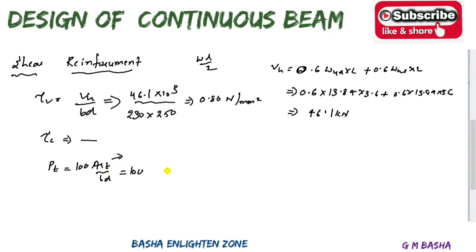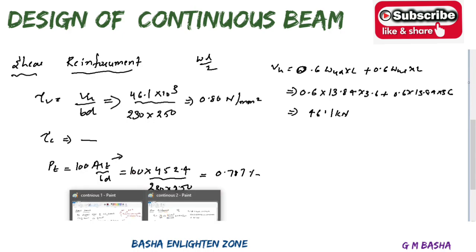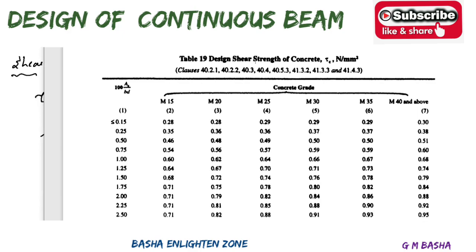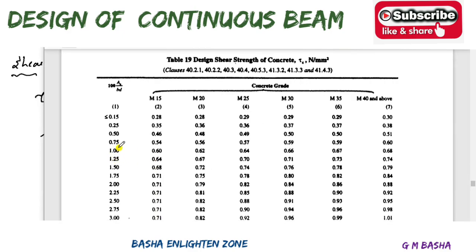So therefore 100 area of the steel will be 452.4 by b into d, which is 230 by 250. So it will be around 0.87 percentage. I told you so many times how to interpolate these values for percentage of steel. It will be 0.787, means for M20 grade concrete 0.787 lies between 0.75 and 1.